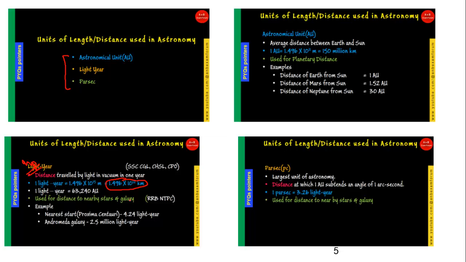The next important unit is the parsec, which is commonly seen as the largest unit in astronomy, and we have already seen that one parsec is 3.26 light year. All these pointers we have covered in the theory chapter. You can take a screenshot of this slide.